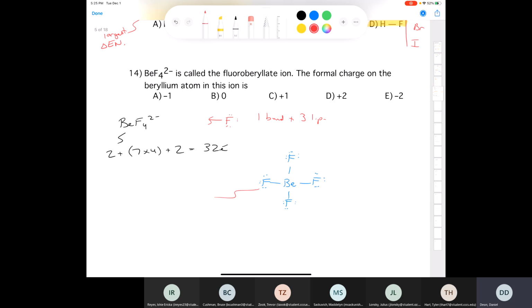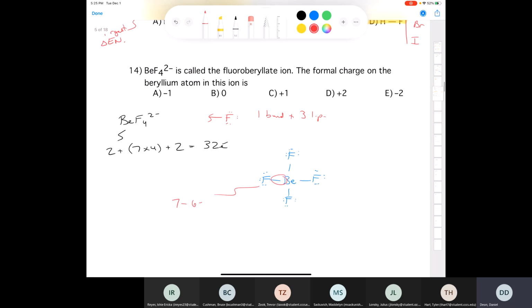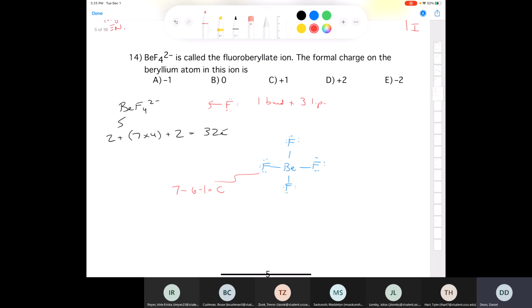All of the fluorines are identical. If you calculate the formal charge on a fluorine, fluorine has 7 valence electrons minus 1, 2, 3, 4, 5, 6 dots and 1 stick. Okay, remember my magic formula? That gives you a formal charge of 0. So none of those fluorines have any charge.